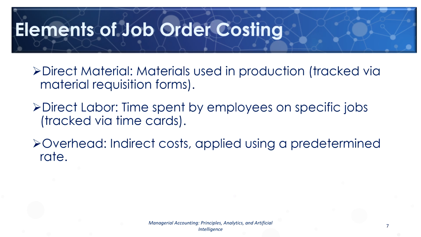Now we introduce the key cost components that are tracked in a job order costing system. The three major cost categories are direct materials, direct labor, and manufacturing overhead. Direct materials are materials used in production that can be traced to a specific job. Direct labor is the labor that can be traced directly to a specific job, and overhead includes indirect manufacturing costs that cannot be traced directly to one job, so they must be allocated.